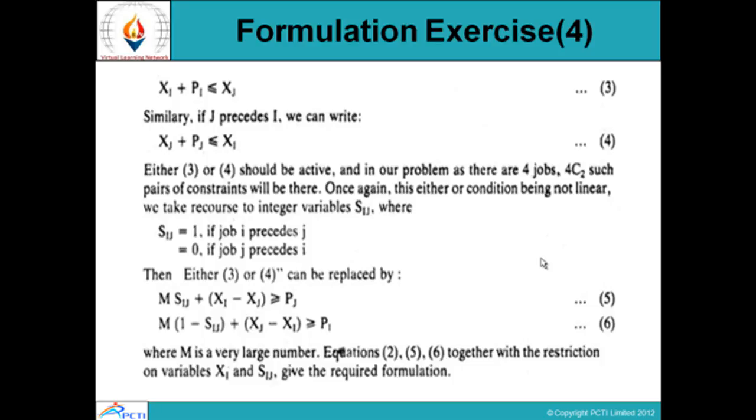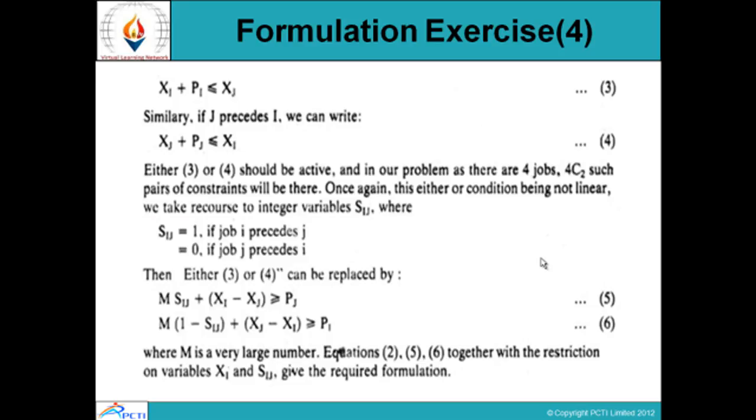And our formulation exercise 4, xi plus pi less than or equal to xj. Similarly, if j precedes i, we can write xj plus pj less than or equal to xi. Either 3 or 4 should be active, and in our problem, as there are 4 jobs, 4C2 such pairs of constraints will be there.